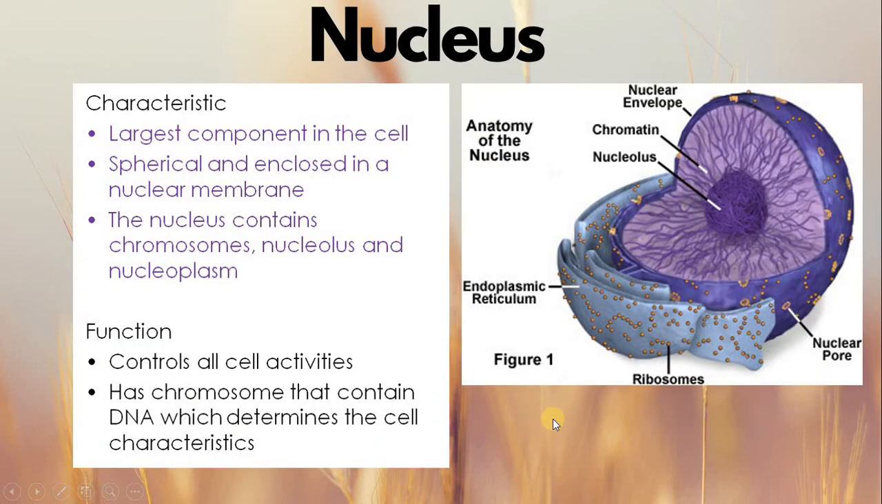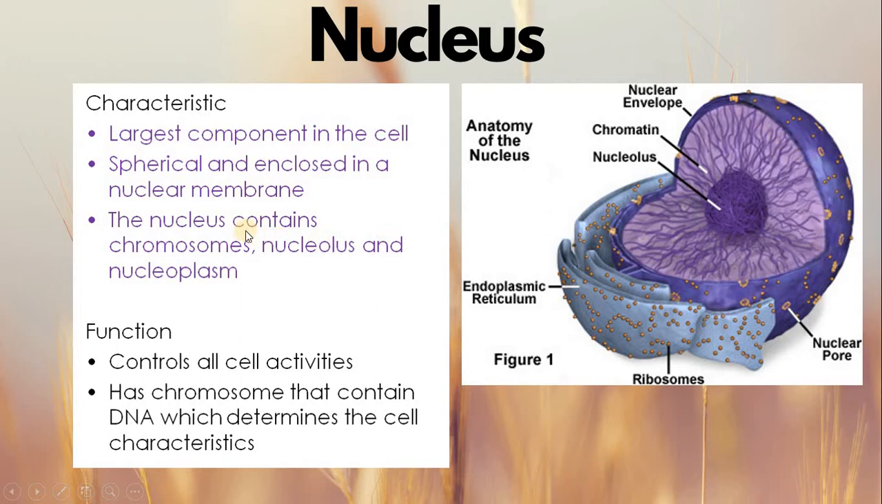Now we look at the organelles one by one. First, the biggest organelle or the largest component in the cell, which is the nucleus. It is spherical and enclosed in the nuclear membrane. Dia berbentuk spherical and enclosed by the nuclear membrane or nuclear envelope here.